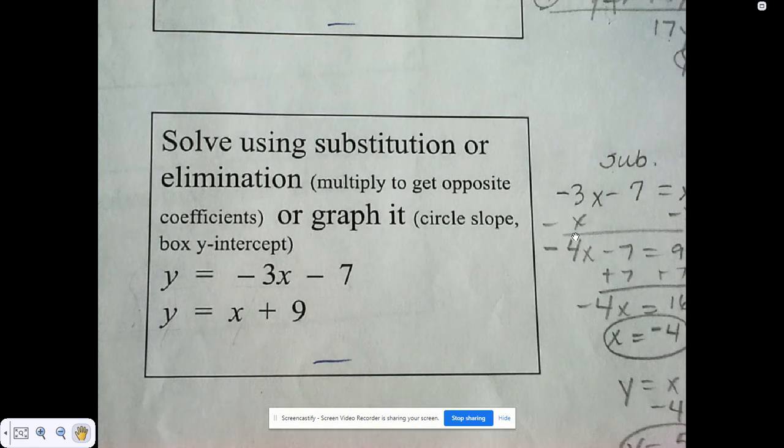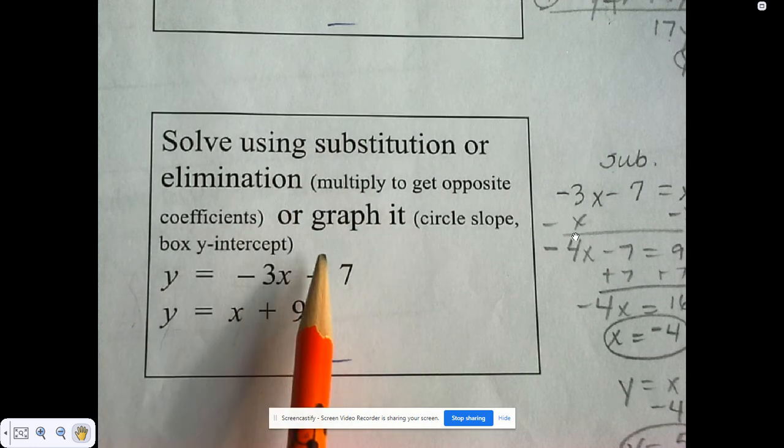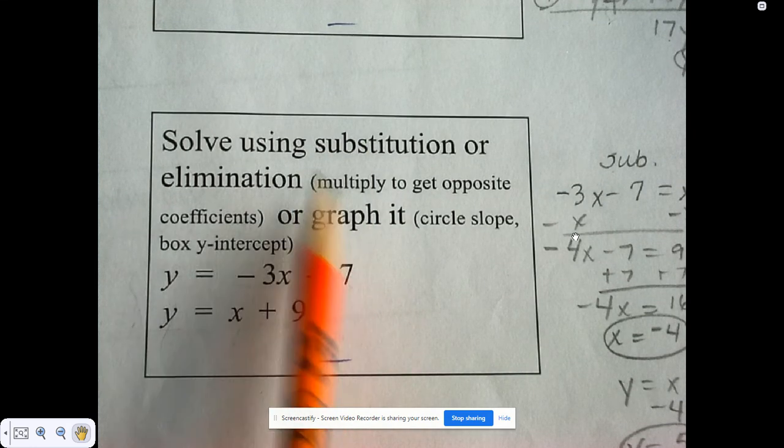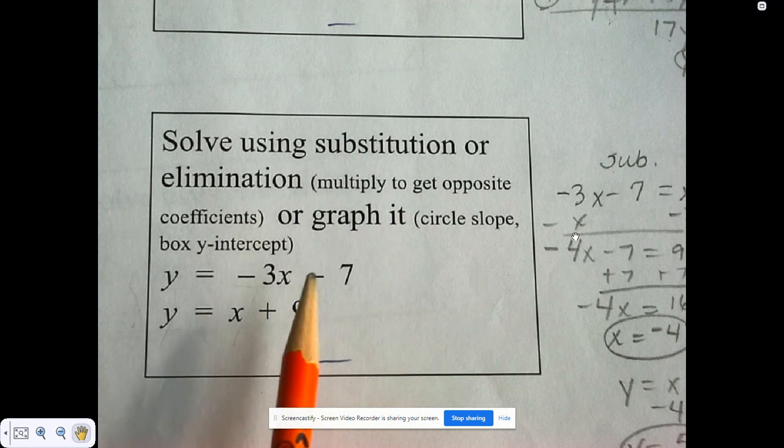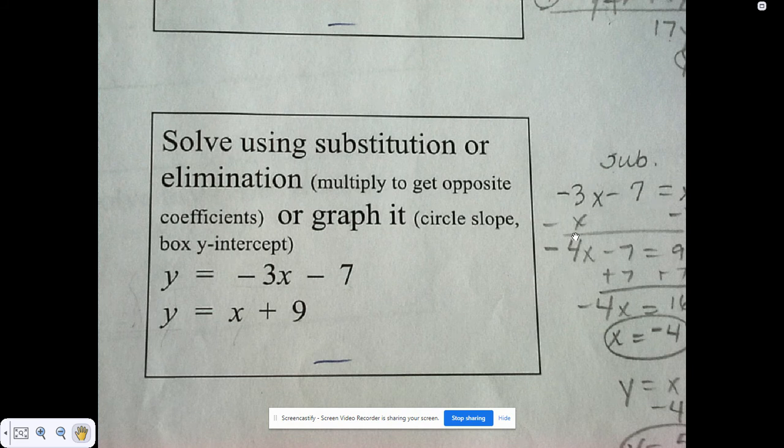So I'd like you to pause the video at this time, choose a method, or if you wanted to, you could do both, graphing and elimination or graph and substitution. Either way you do it, you should get the same answer. So I want you to go ahead and pause it at this time and see what you get for your answer.